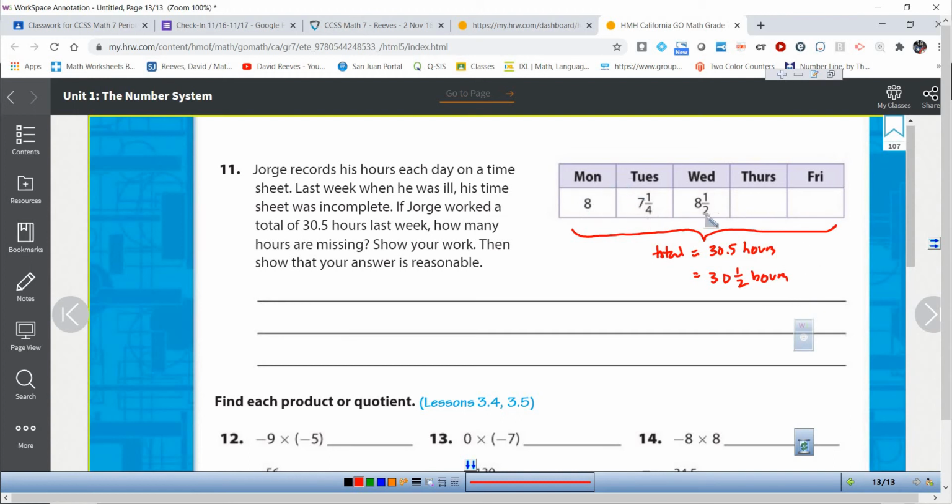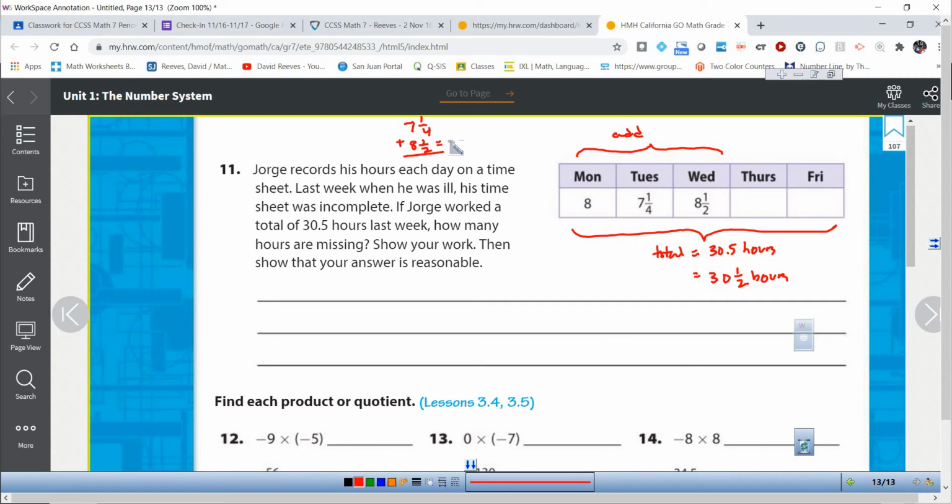Well, we're going to add these together to see what we do know, right? So we need to add those together. All right, so let's see what we can do here. Well, let's put the two mixed numbers together. I have 7 1/4, and I want to add that to 8 1/2. All right, so we need a common denominator, right?